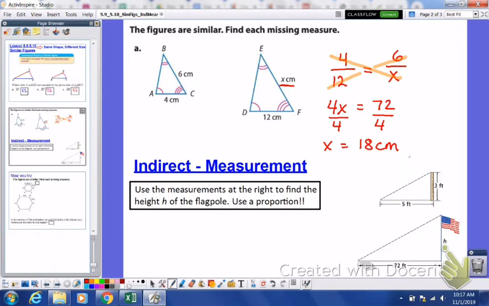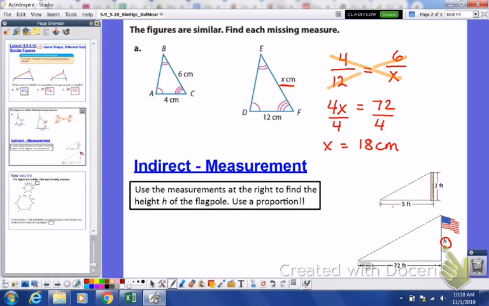Go back to the triangles, they were labeled centimeters. So 18 centimeters. Now we can also use similar figures like that, setting up a proportion, in order to do indirect measurement. Indirect measurement is where we don't actually measure the distance that we're looking for. We use another similar figure to find the distance. So the example given: use the measurements at the right to find the height h of the flagpole. Use a proportion. We see that when this flagpole that we don't know the height of makes a 72-foot shadow, a 3-foot ruler would make a 5-foot shadow.